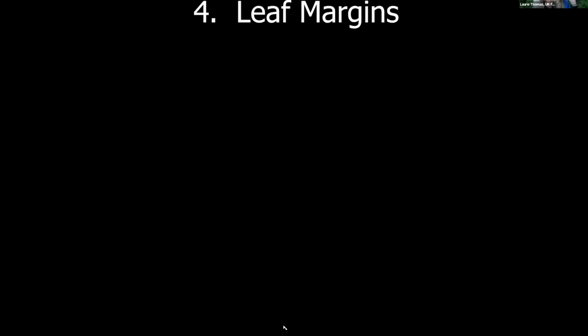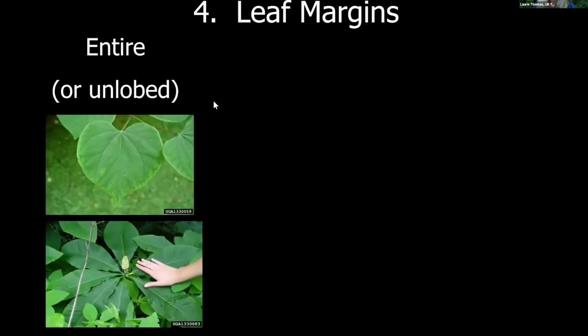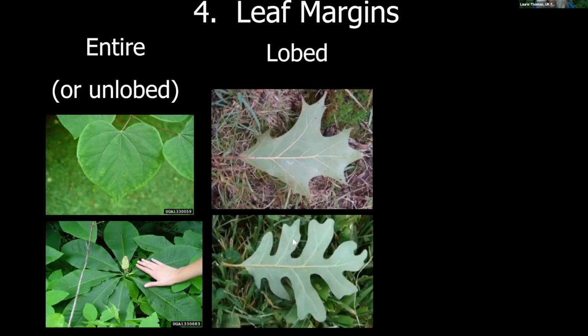Okay, the next thing you're going to look at in your tree key is going to ask you about leaf margins. And we have entire or unlobed, and that means there's no indentations and there's no serrations around the edge of that leaf. It's nice and smooth. Or we can have lobed leaves, which means think like an earlobe. You've got an indentation, which is a sinus, and then this lobe that's sticking out on the outside. So you can have lobed leaves, and these are examples of oaks. We've got a red oak at the top and a white oak at the bottom.